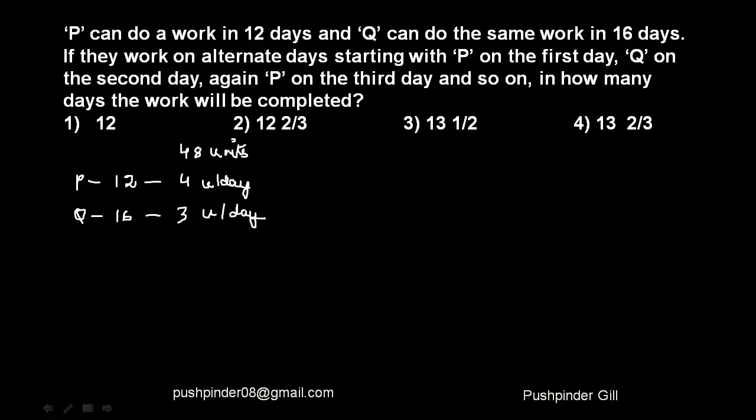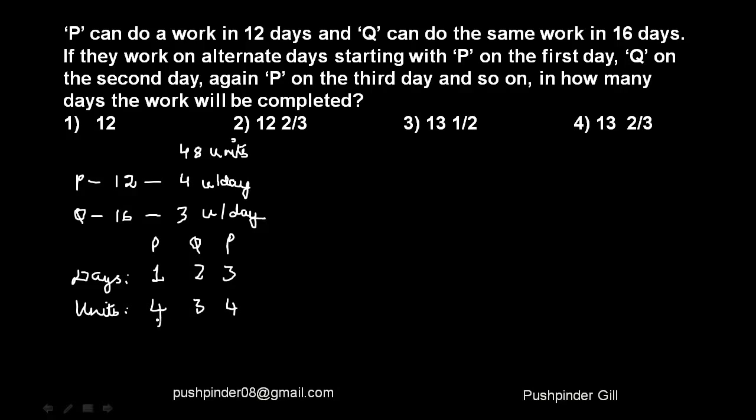Now they are working on alternate days, right? P is working on the first day, Q is working on the second day. So these are days here and these are units here. Let's see what happens. What is happening on the first day? First day P is working and he is finishing his 4 units. On the second day Q is working and he is finishing his 3 units. Again on the third day P is working and is finishing his 4 units.